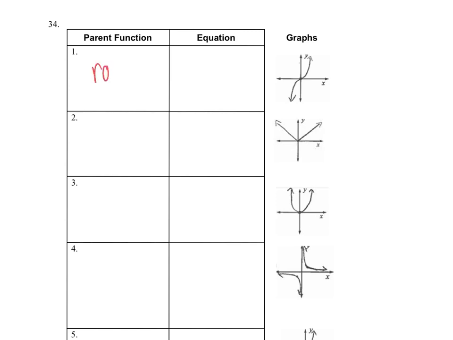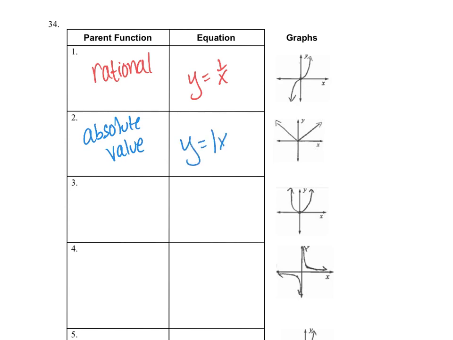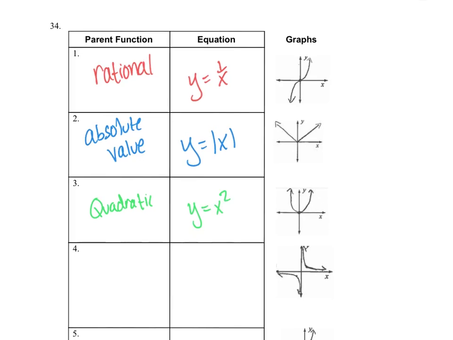But this parent function is irrational, and its equation is 1 over x. I'm sorry, this parent function is absolute value. And this is y equals this. Okay. So then this one is a quadratic, what we spent like years on already. Y equals x squared.